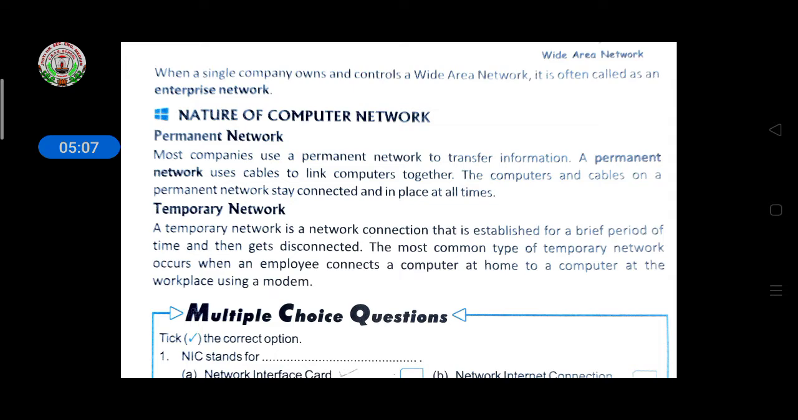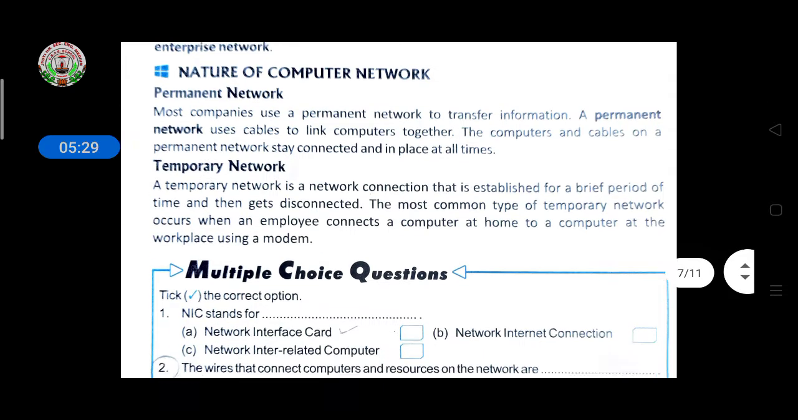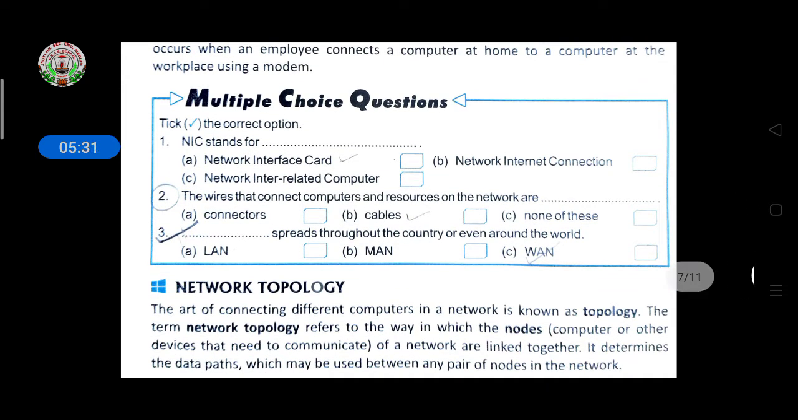Then temporary means in a small time you establish a connection, and after that time it gets disconnected. A common temporary network occurs with a computer at home, where you are using a modem or a hotspot. Hotspot means the Wi-Fi connection you are giving. This is a temporary network.